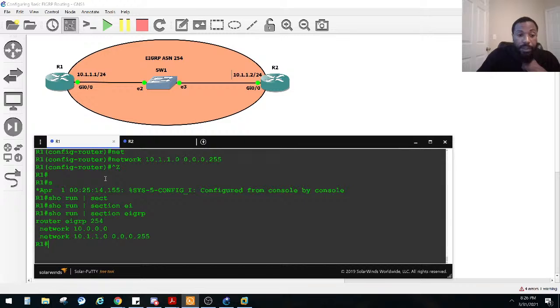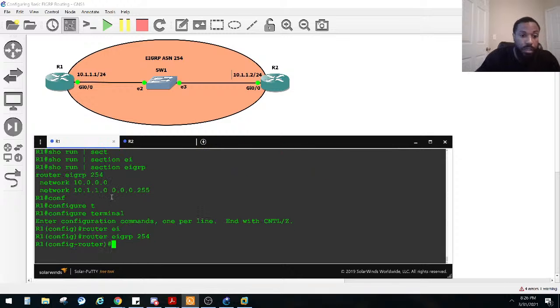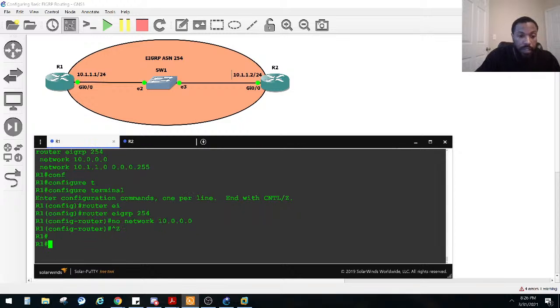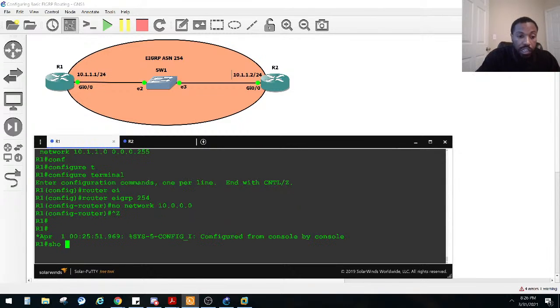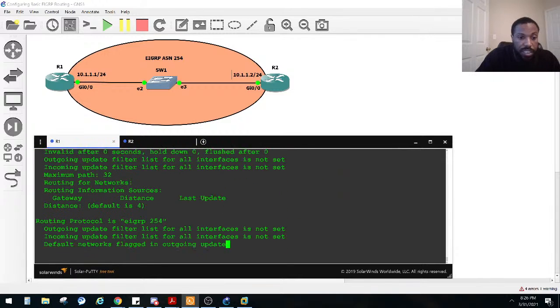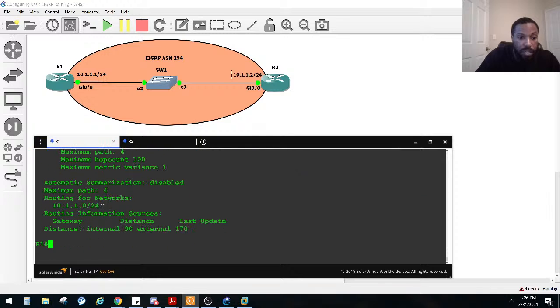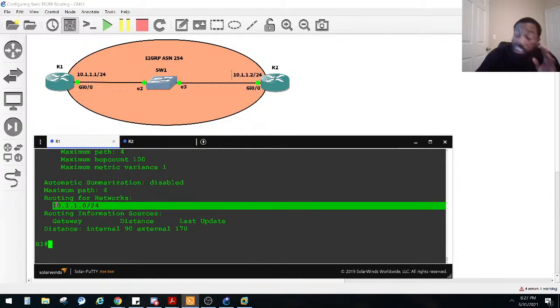Let's do that. Let's get rid of that bad boy. Let's just get rid of it for now. Right? So router EIGRP 254. No, this guy. Right? And then theoretically we should show IP protocols to show our work. Enter. And we'll see, now we are routing for that network. That is the network address. Y'all see how I changed it there, right?